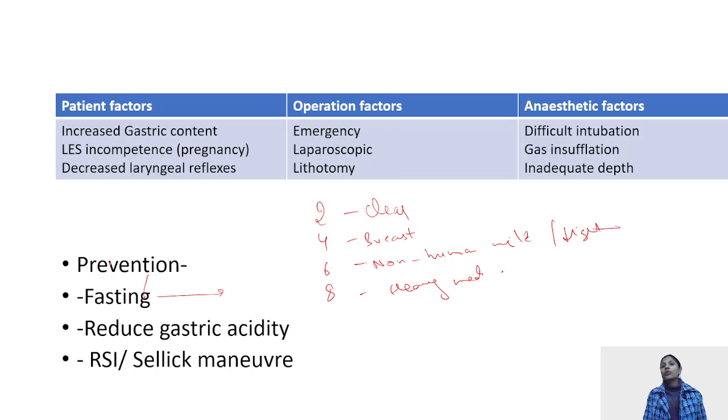Second, we have to reduce the gastric acidity, which can be done by using H2 receptor antagonists, or you can have 5-HT3 antagonists. You can have your PPIs, that is proton pump inhibitors, and generally in certain cases we also use particulate antacids like sodium citrate, which are given to decrease the gastric acidity. And lastly, in patients who have a full stomach, we can use a maneuver known as the rapid sequence intubation or Sellick maneuver.